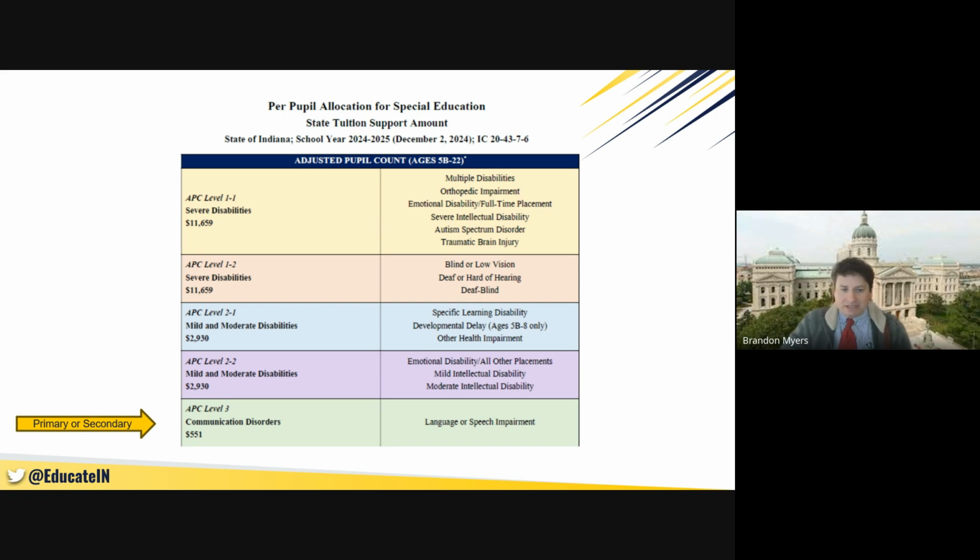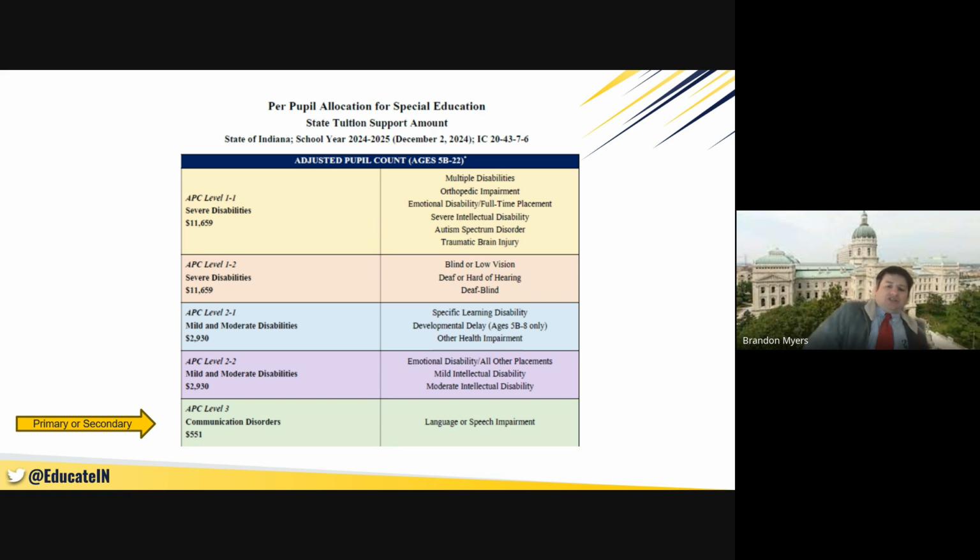The mild and moderate disabilities, also a fiscal category. Once again, that was also broken out, but as you can see, the amounts are the same. So that's specific learning disability, developmental delay, and I'll get into developmental delay in a second. It only goes up to age 8, and then other health impairment. And then our final category is emotional disability, mild, moderate, for APC level 2.2.